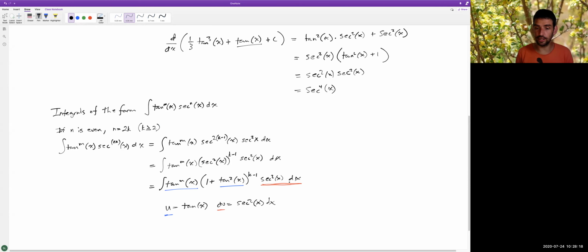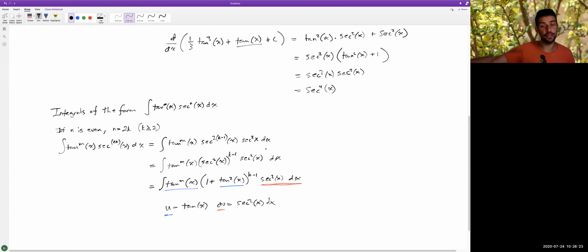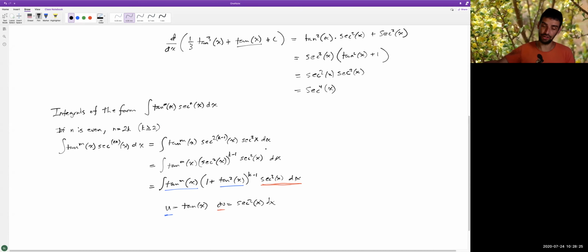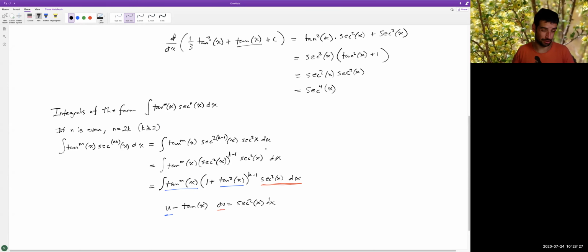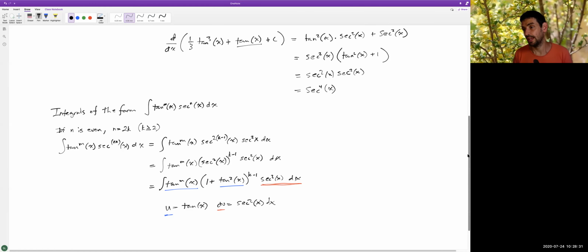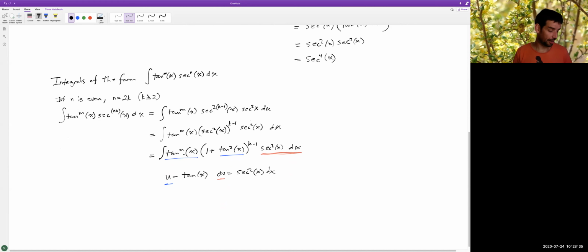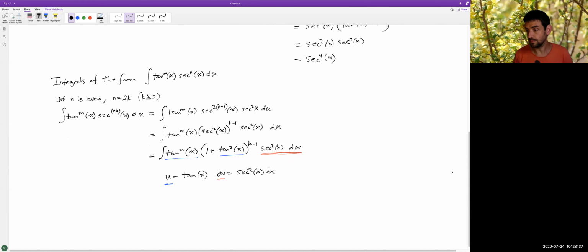So again, it looks like there's a lot going on here, but it's just saying if you have even powers of secant, peel off 2 of them. What's left is going to be even powers of secant, which means you can use this substitution, 1 plus tangent squared, and then use a u sub, and you've got a polynomial, okay?